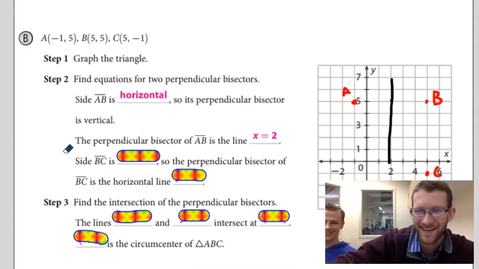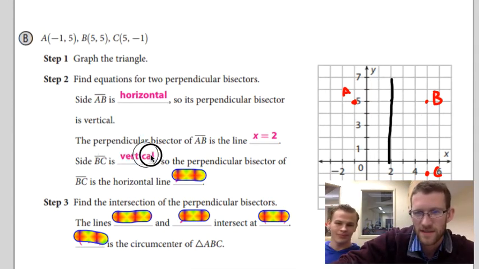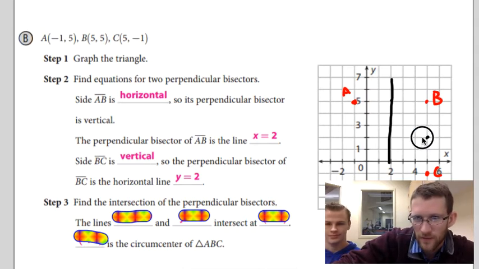Okay, so side BC here, same sort of deal. Since BC is a vertical line, we want a horizontal line that goes through the midpoint, which is right there. We can calculate midpoints. So these are our 2 lines for our 2 perpendicular bisectors.